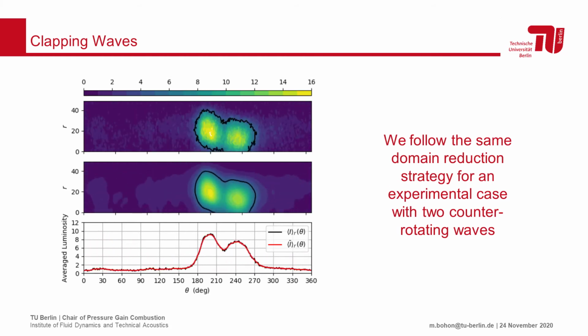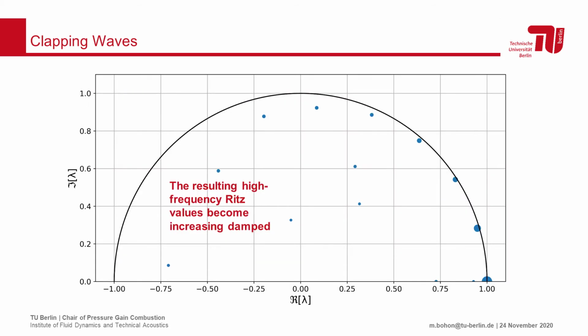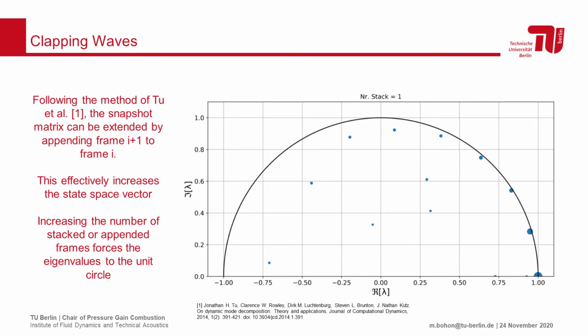Following the same procedure, we can reduce this dataset to our one-dimensional domain. The Ritz plot of the resultant eigenvalues demonstrates how the DMD fails. The plot shows that the eigenvalues no longer fall on the unit circle, indicating significant dampening of these modes.